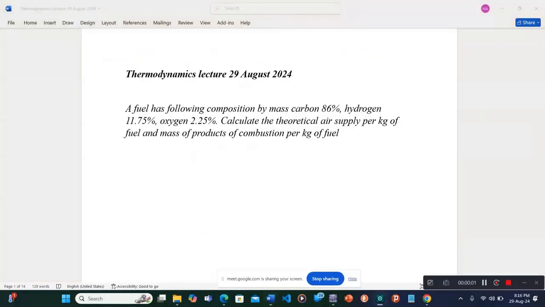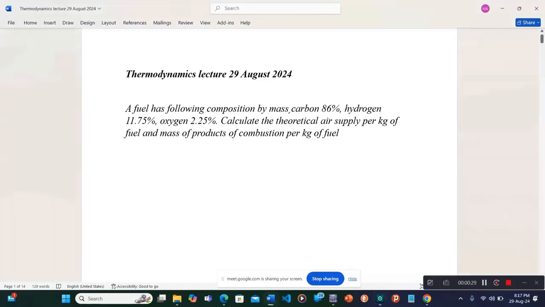So we have a guiding question that is going to help us calculate the theoretical air supply per kilogram of fuel and the mass of the products of combustion per kilogram of the fuel, given the composition by mass. So we are told that the fuel has the following composition by mass.